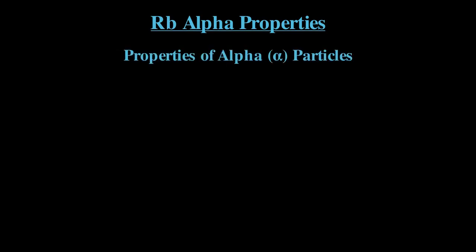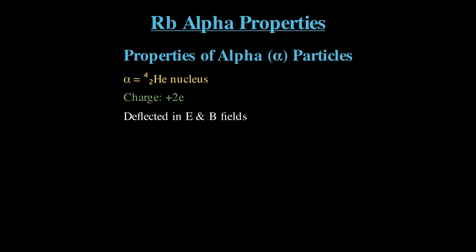Okay students, let's quickly revise the properties of our 3 types of radiation, starting with alpha particles. Remember, an alpha particle is essentially a helium nucleus, meaning it has 2 protons and 2 neutrons. Because of this, it has a positive charge of +2e. This charge means it gets deflected in both electric and magnetic fields. Alpha particles have the lowest penetrating power. They can be stopped by a simple sheet of paper.